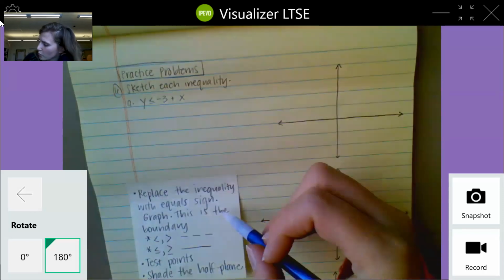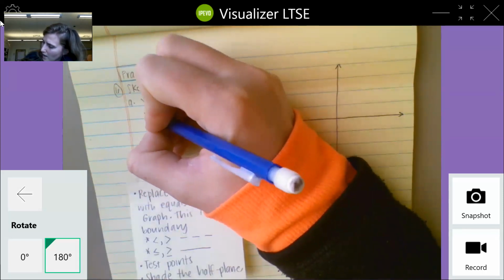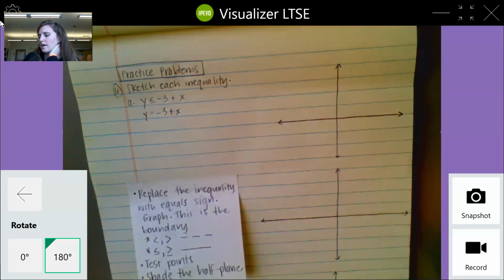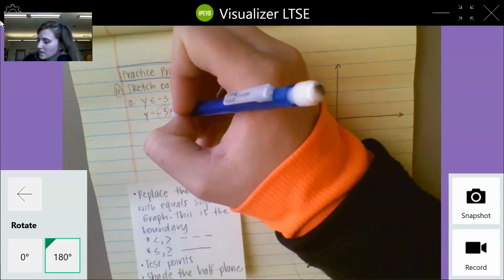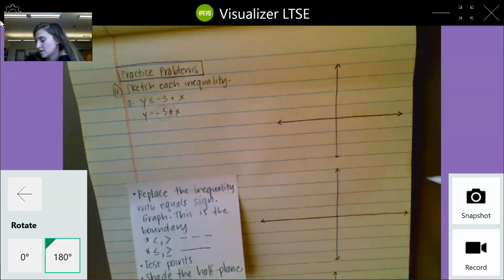So first thing I'm going to do is replace the inequality with an equal sign. That would give me y equals -3 plus x. And I'm going to graph that. This is slope-intercept form, so I know that -3 is my y-intercept, and 1 is going to be my slope.